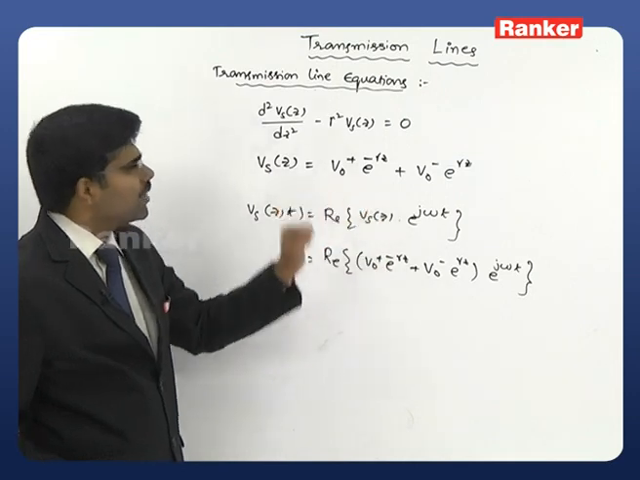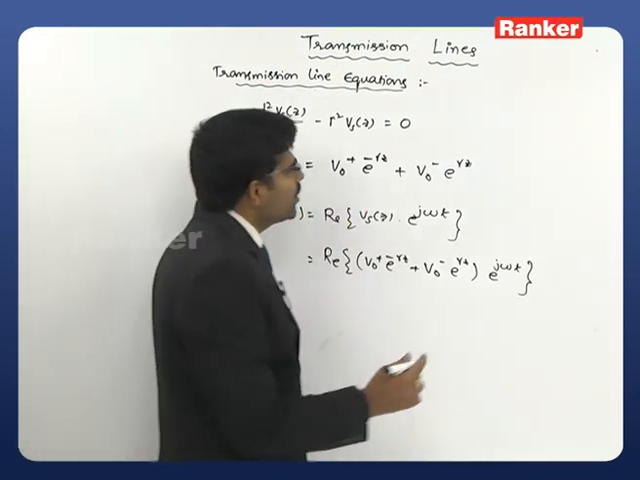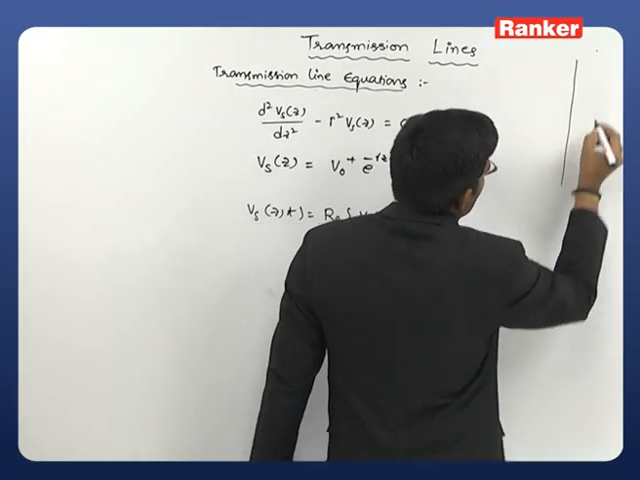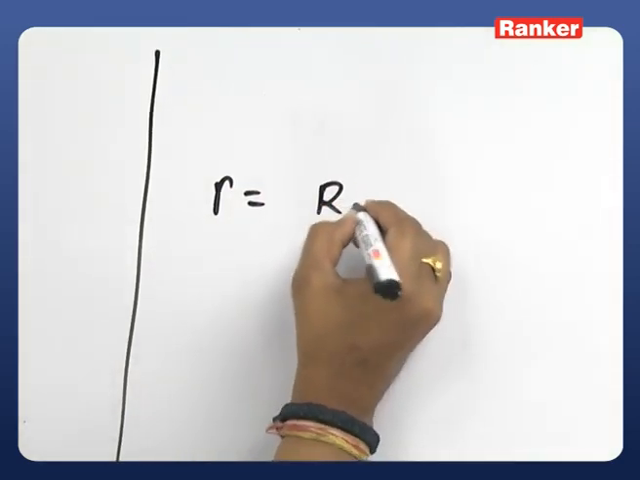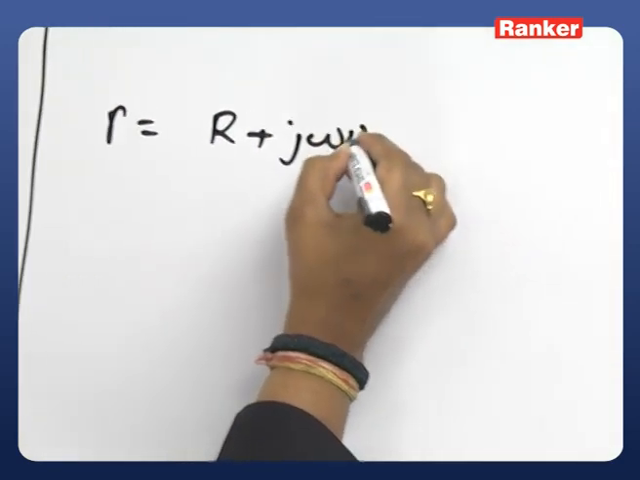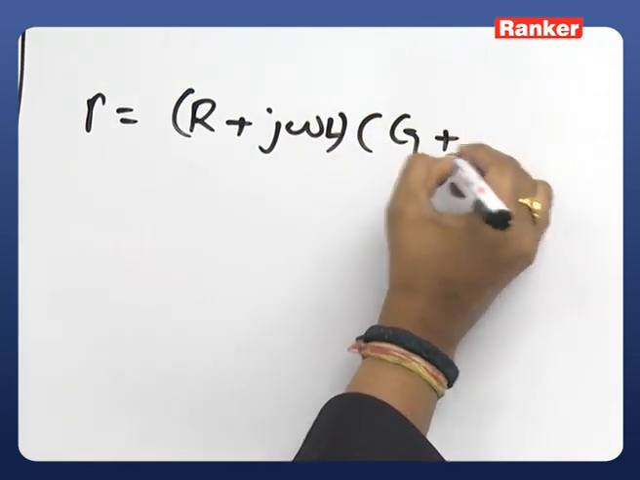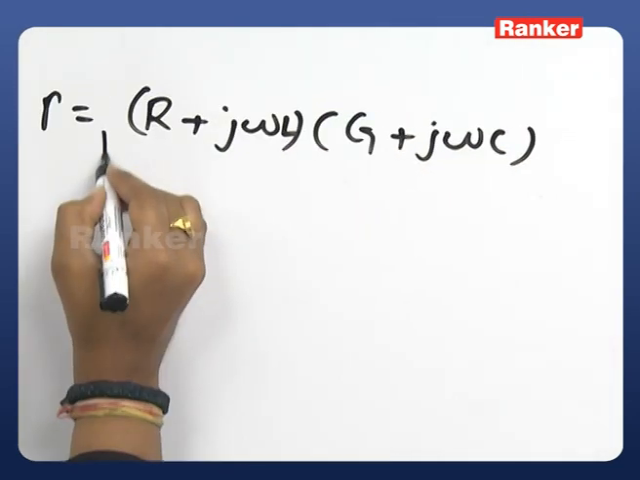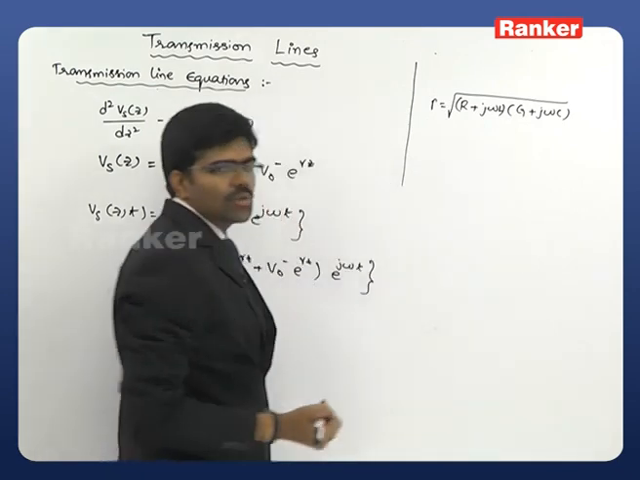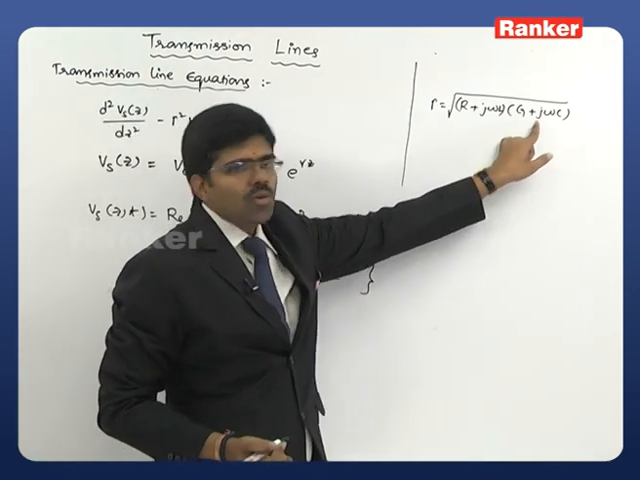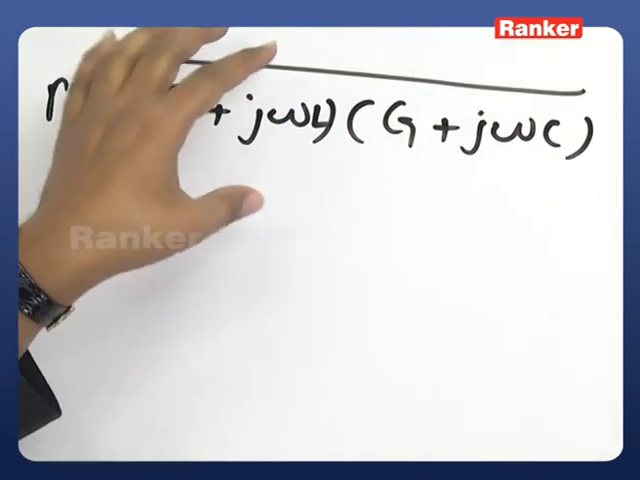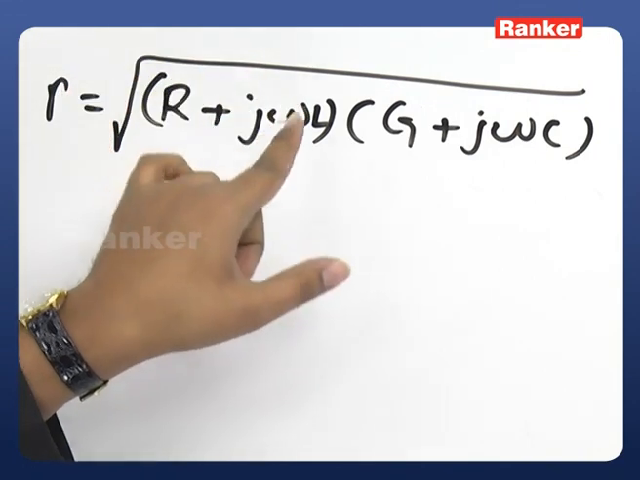We already defined one parameter, gamma. How do we define the parameter gamma? Gamma is defined as the square root of r plus j omega l multiplied with g plus j omega c. That is, gamma square is equal to r plus j omega l into g plus j omega c. That is what we defined. Simply, this can be described as the propagation constant.